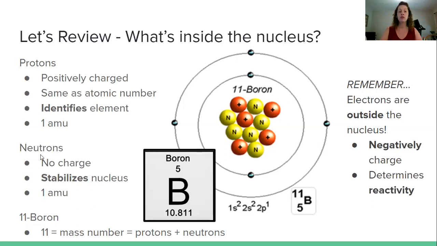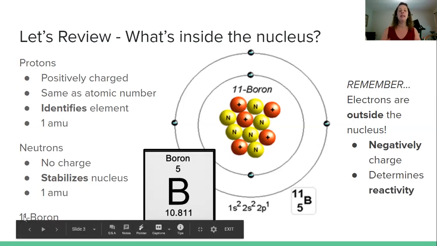Neutrons are neutral, so they have no charge. Their main job or descriptor is that they stabilize the nucleus. They allow there to be space between the positive protons inside the nucleus and allows all of the protons to be able to be stable and near each other. Again, that mass number, that number 11, is the protons plus the neutrons. And when I move the cursor, it should show up over there.